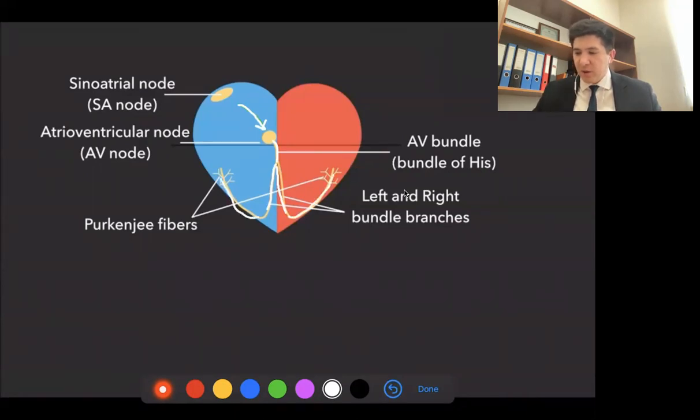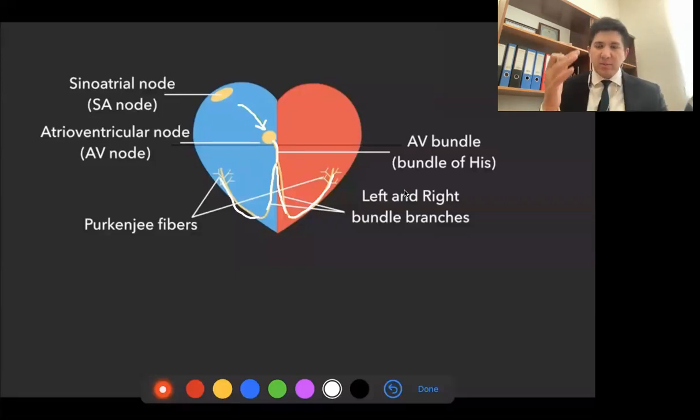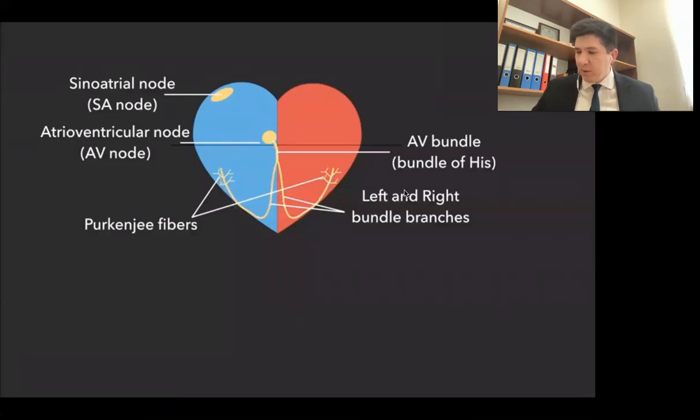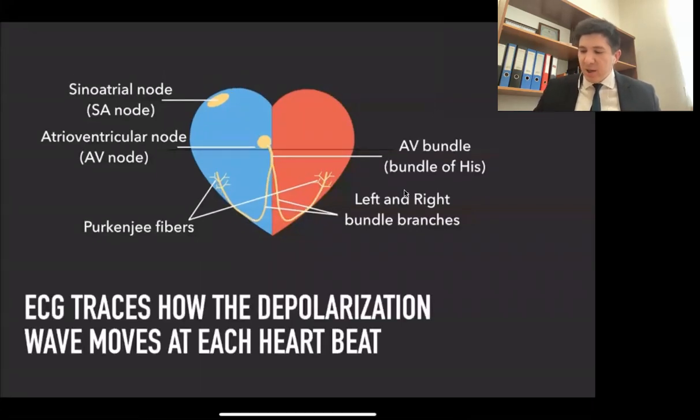So this action potential is going to be transmitted through all of these parts. And once all of the cells are depolarized, it repolarizes again. So it relaxes. The state when all of the cells of the heart, all of the myocardiocytes, are depolarized is when it contracts all of the parts. Then after some time it relaxes, so it repolarizes again. So the ECG actually traces how the depolarization wave moves at each heartbeat.